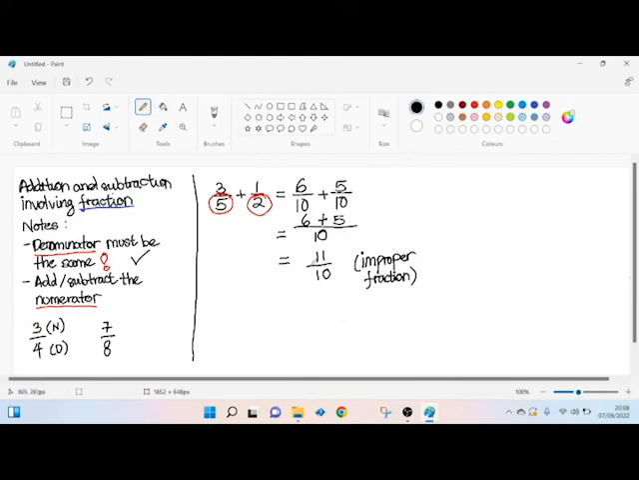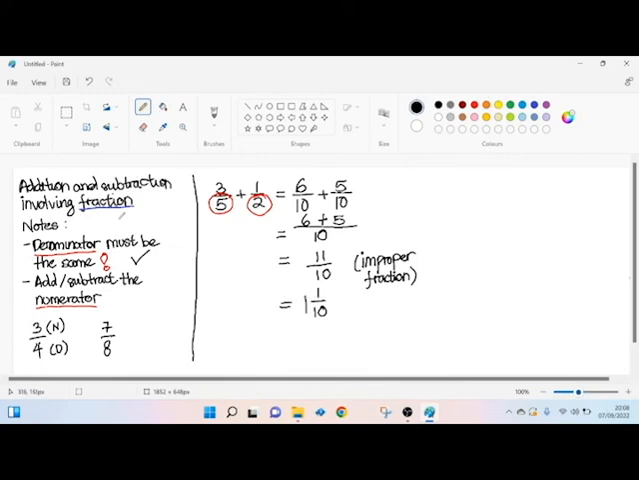So how to solve this? Well, you make it into, yes, a mixed fraction. So it becomes 1 and 1 over 10. We're done with the addition involving fractions.